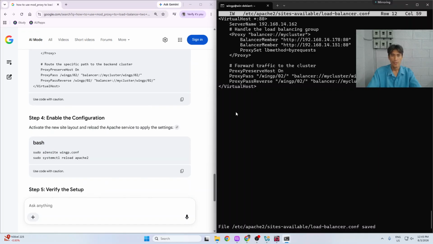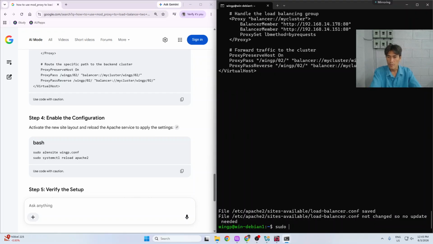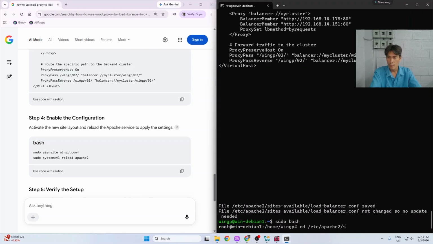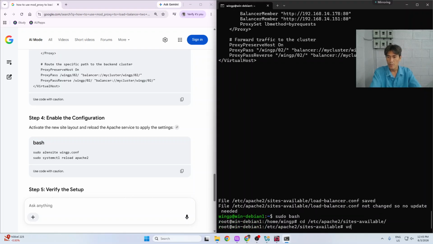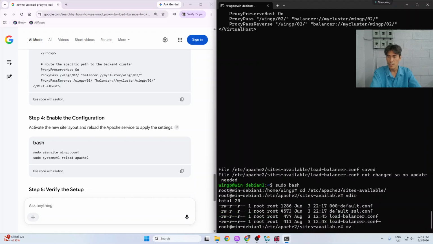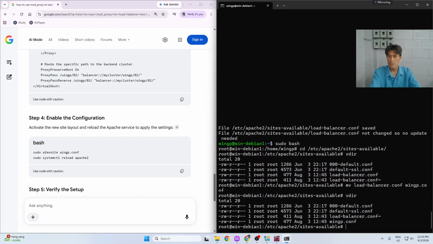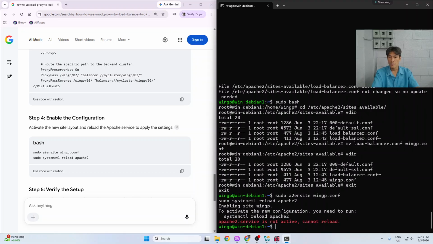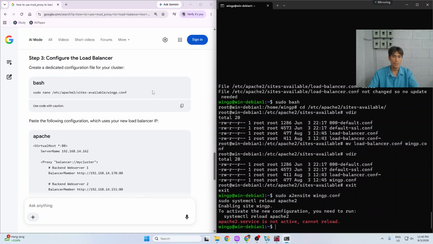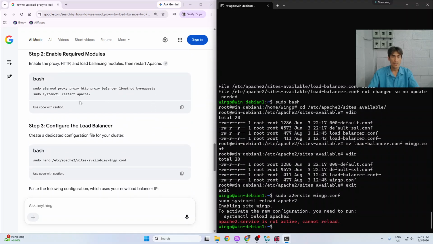Enable. Let's rename this sites available. Let's rename it load balancer, WinGP. Kasi yung sabi niyong tutorial, so that it's not confusing. Now let's enable the, it says here, activate new configuration, Apache not active. So how do we activate Apache? So restart.